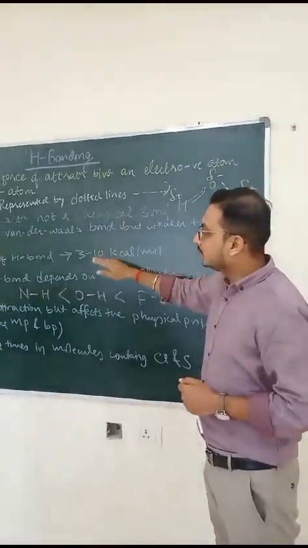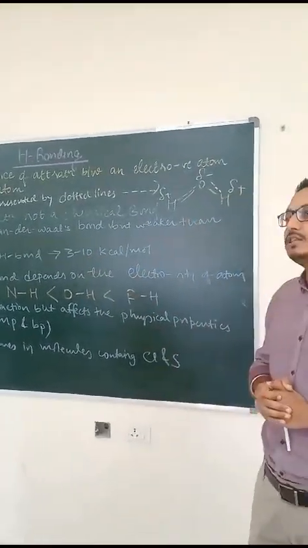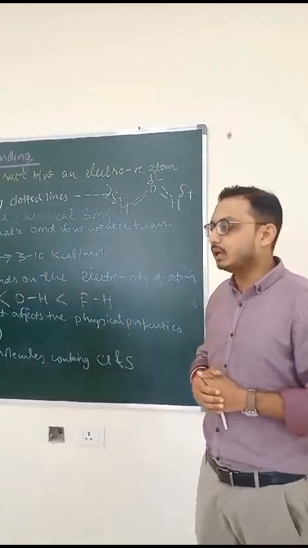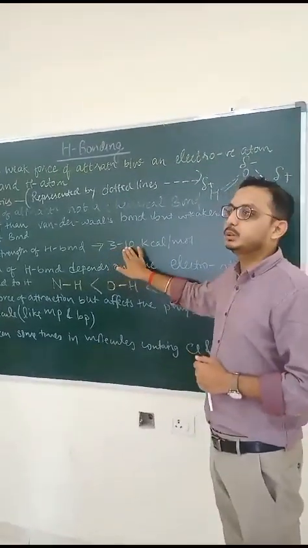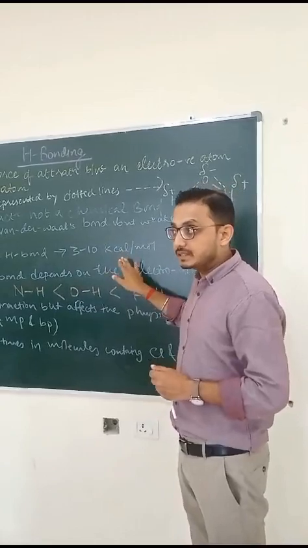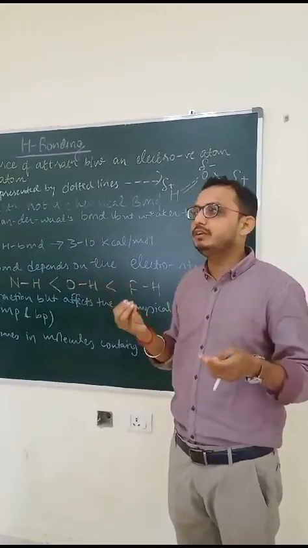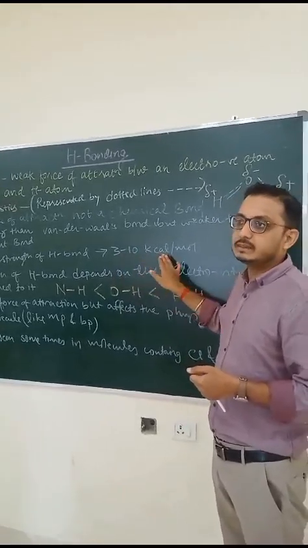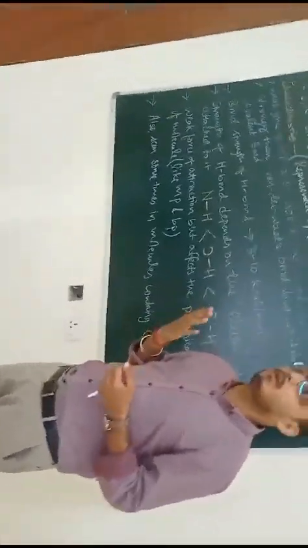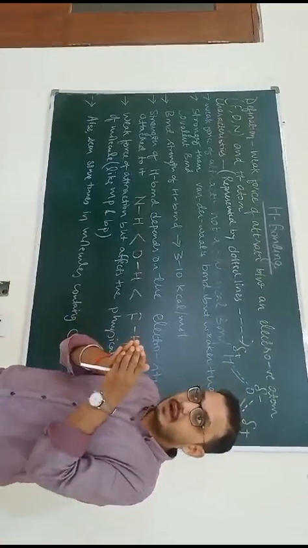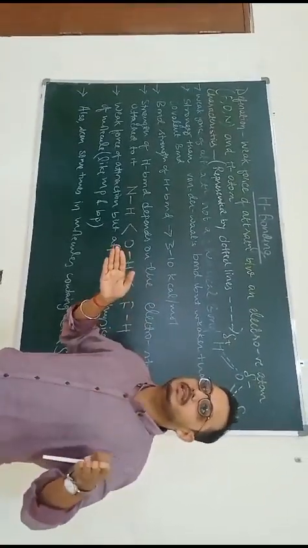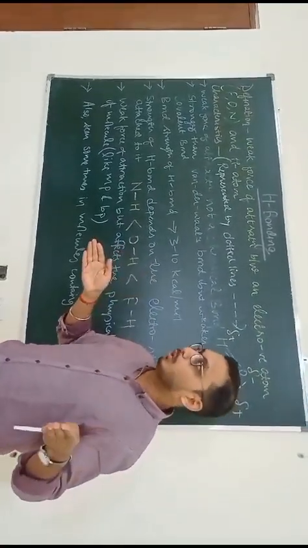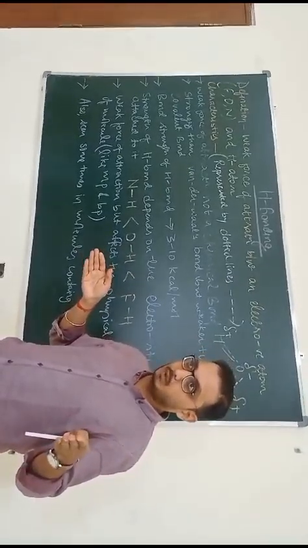Am I clear? The third point is, the bond strength of hydrogen bond is generally weaker than the covalent bond and it lies somewhere between 3 to 10 kilocalories per mole. It means that in order to break the hydrogen bond, we require very less amount of energy, that lies between 3 to 10 kilocalories per mole. But for covalent bond, the bond strength is stronger. That is why the bond energy required to break the bond is going to be more as compared to hydrogen bond. Am I clear?